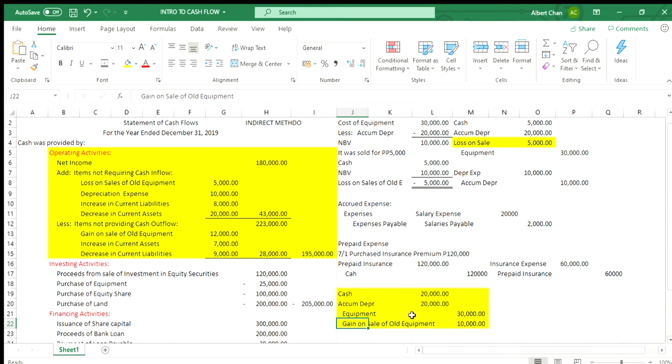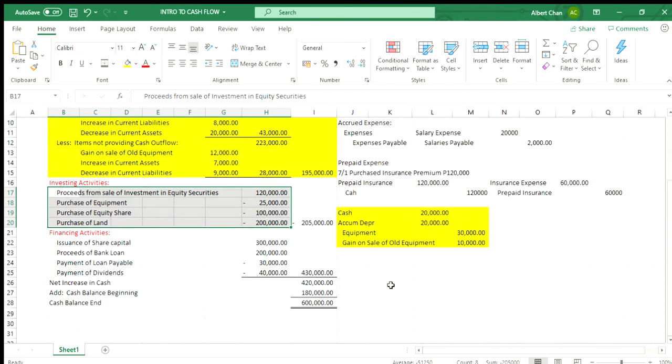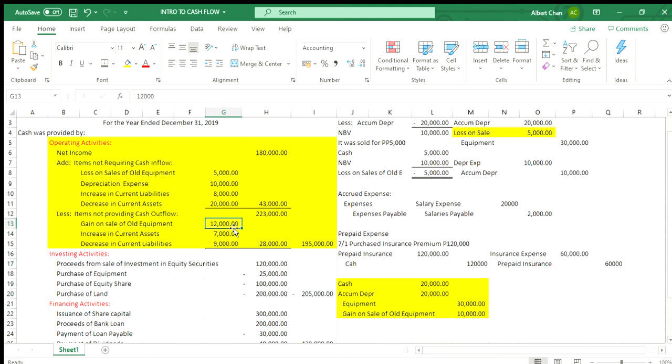Yes, there was a cash receipt of 20,000, but you cannot classify it as part of your operating activity because this cash is related to the sale of equipment, and equipment is considered part of your investing. So the proceeds from sale of old equipment will be classified under investing activities. And the reason why we deduct the gain here is that it increases your net income, but it doesn't mean that you have a cash inflow. The example is gain, because these are examples only.